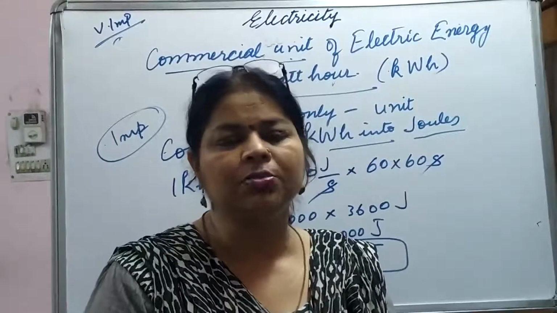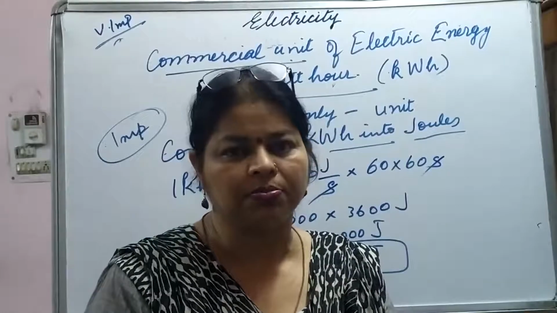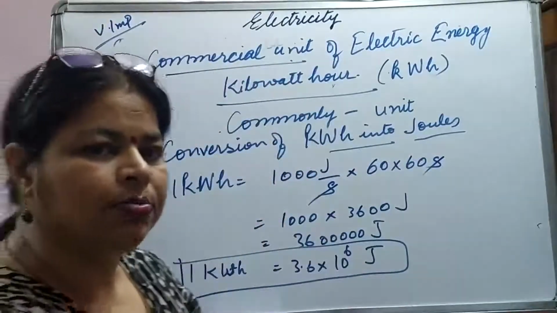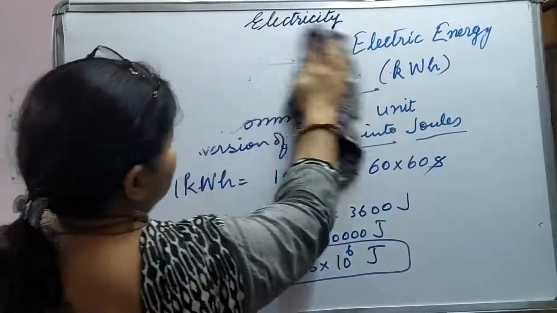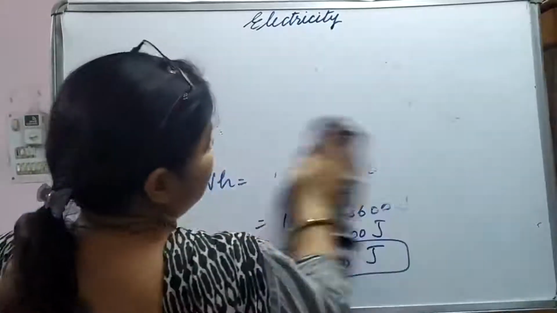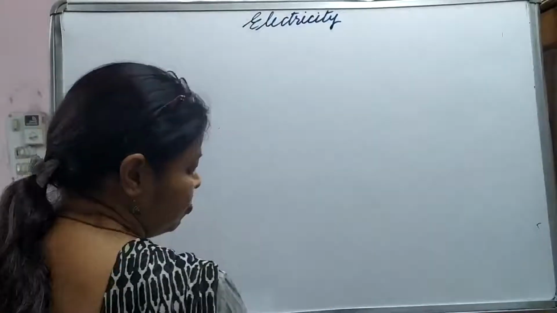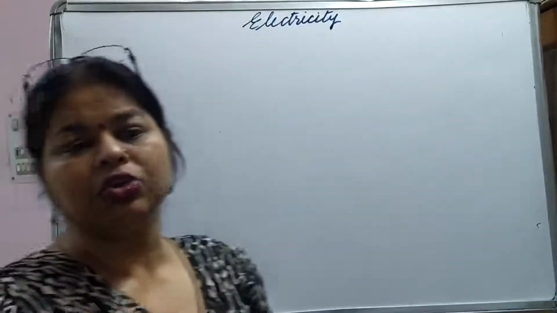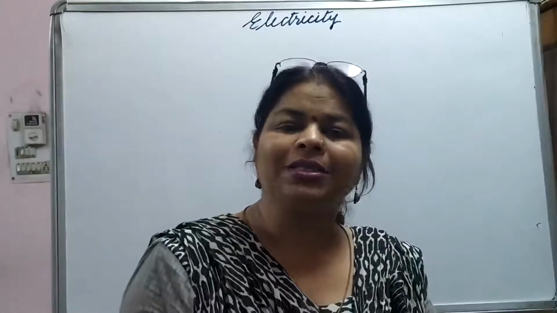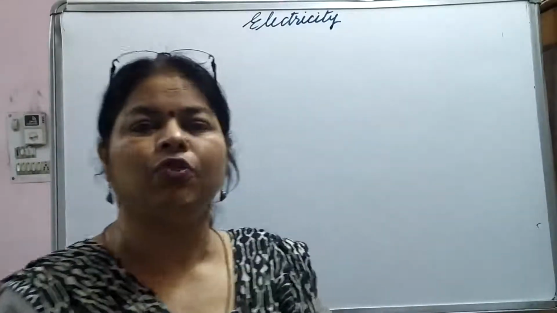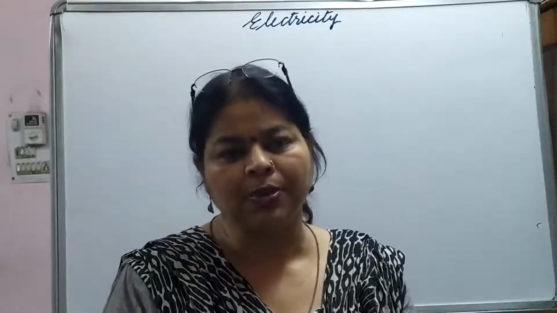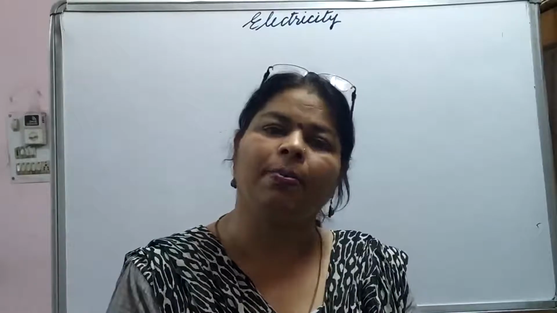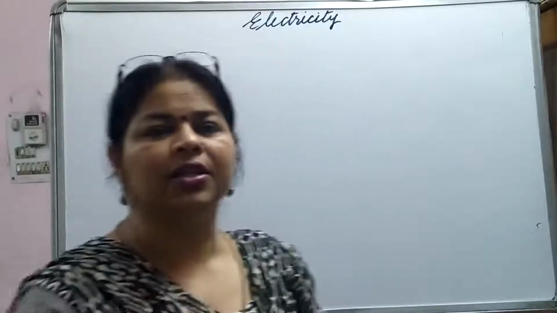Now let us do some numericals based on the same concept, to make it more clear. This numerical is from your NCERT, based on the concept of power. An electric bulb is connected to a 220 volt generator. The current is 0.50 ampere. What is the power of the bulb? Let us first collect the data.